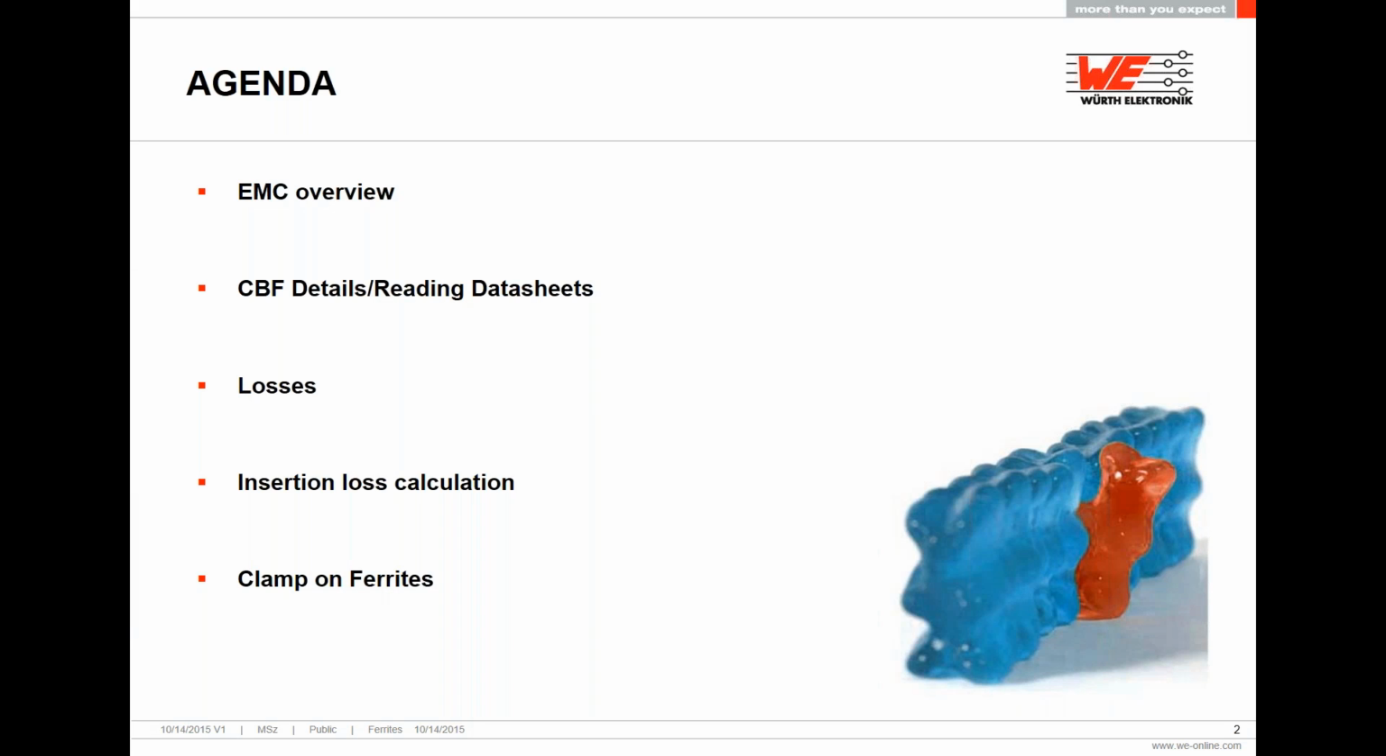So the purpose of this webinar is to give you an overview of what EMC is and how it may concern you and your company. Once we understand what EMC is, we will then talk about chip-bead ferrites and understanding the information shown in their datasheets. Next, we move on to defining losses and the details of insertion loss calculation. And finally, we will finish up with a discussion about clamp-on ferrites.